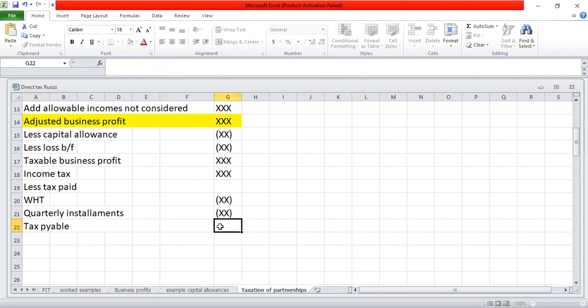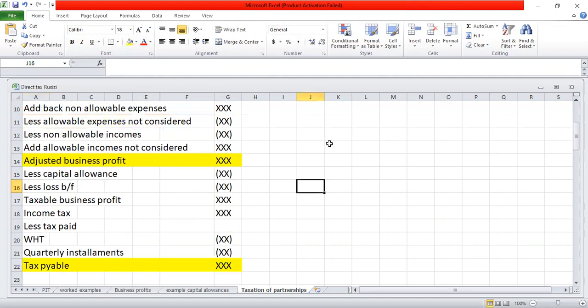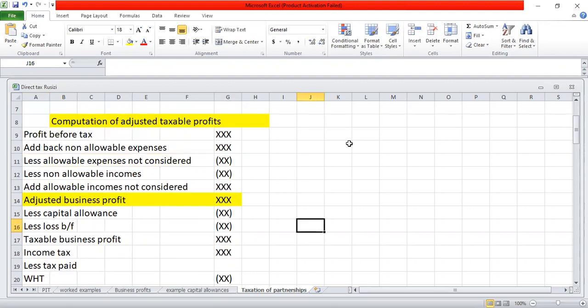Please, if you master this, it's going to help you to compute any profit. This is the pro forma for you to use when you are computing. You start with the profit before tax. Then analyze the information you have been given. Look for those expenses which were deducted, but those expenses are not allowed for tax.